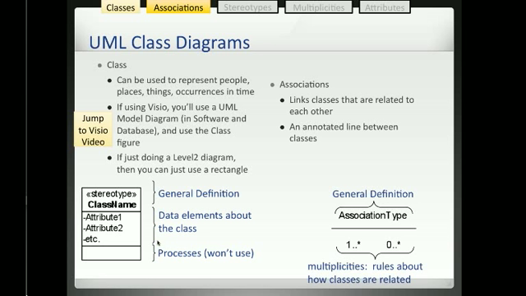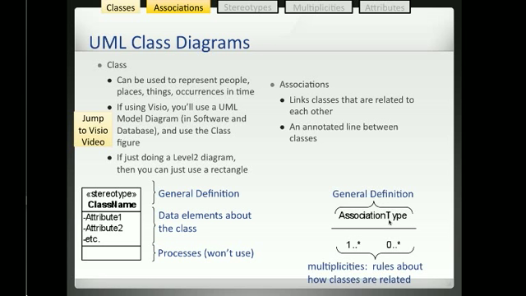Associations are the links that allow you to show how each of the classes are related to each other. In general, associations are shown as straight lines between the two classes that are related. In this video, we'll focus on adding a general definition of what the association is, and in the multiplicities video, we'll learn about the rules for how those classes are related.